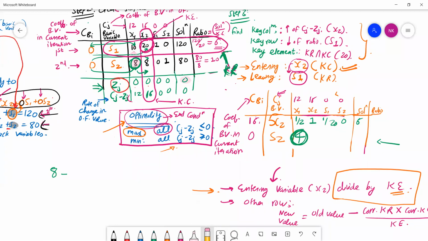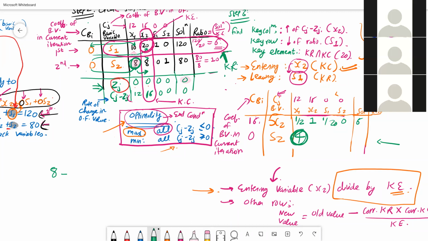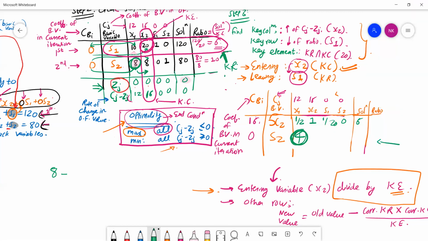So corresponding to the key row value, what is the value that is near to 8? It's nothing but 10. The value corresponding to this 8 in the key row value, that is 10, multiplied by the value corresponding to 8 in the key column. This is the key column. So it's again 8, divided by the key element, it's 20. So it will get cancelled out. This is 4, so it's 4. 8 minus 4, so it's 4. So that is the reason we would be having over here 4.